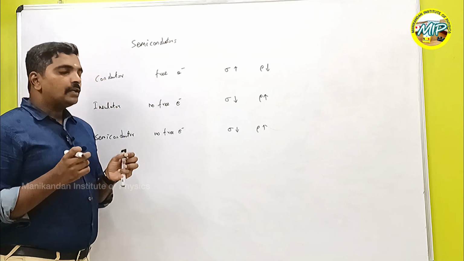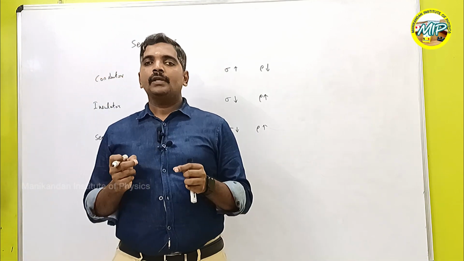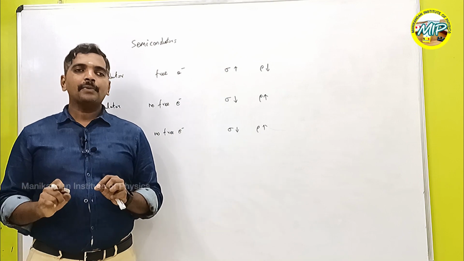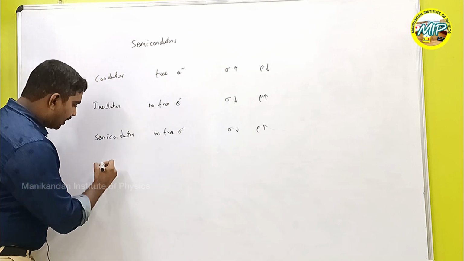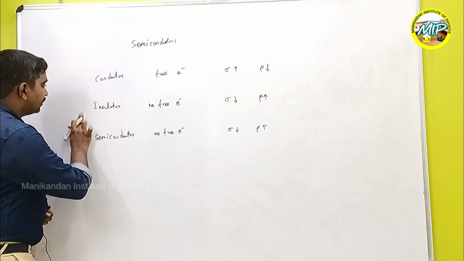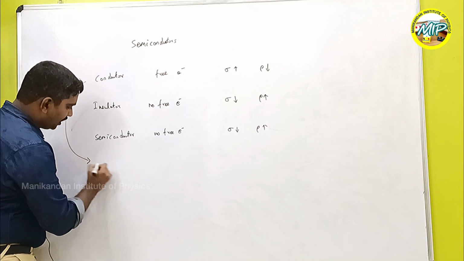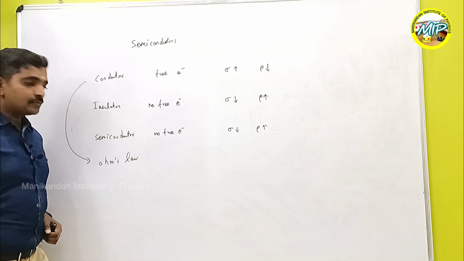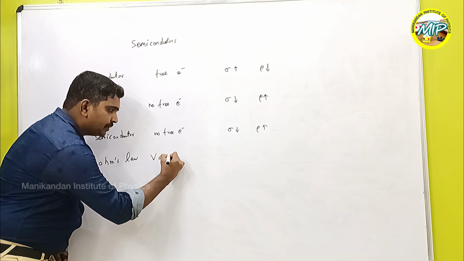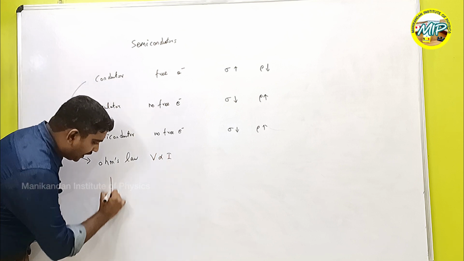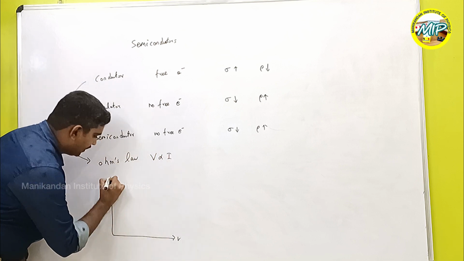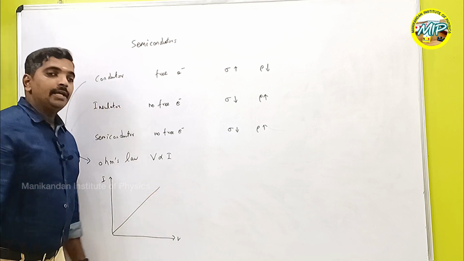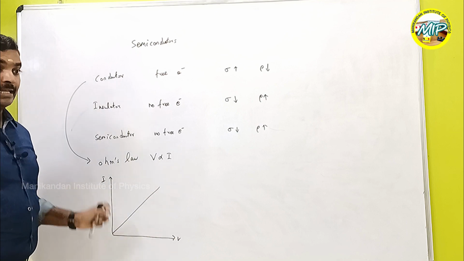For the conductor we have Ohm's law. What is Ohm's law? Ohm's law is nothing but V is directly proportional to I. So in the case of conductors, if I increase the potential, the current also increases. It increases linearly. If I increase my potential, my current also increases.